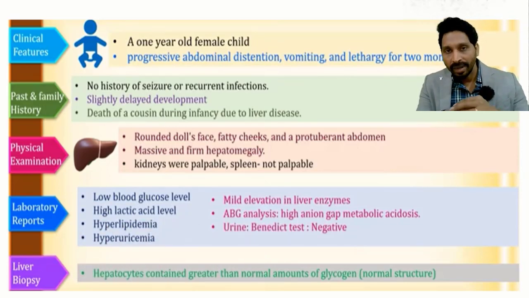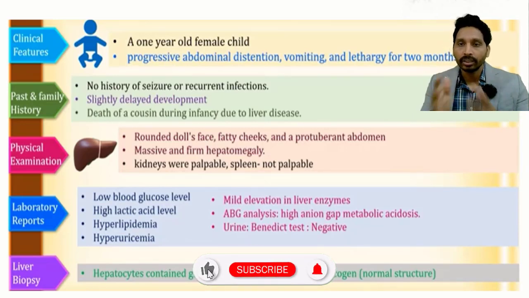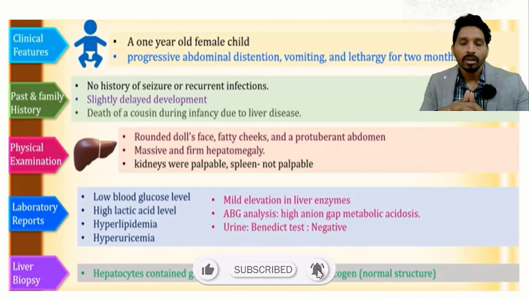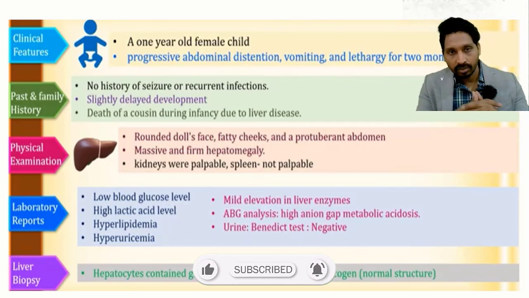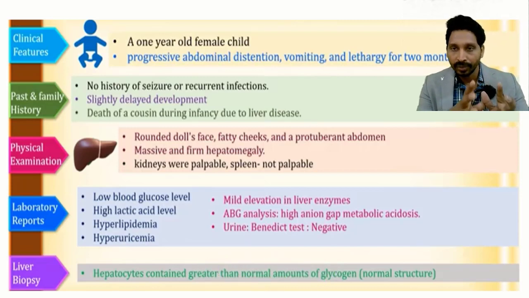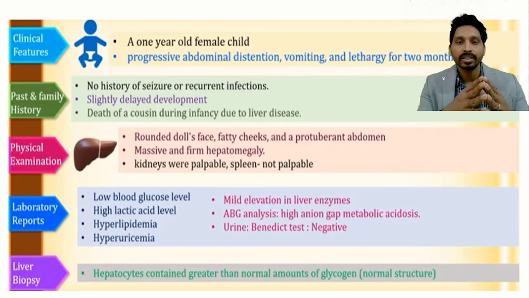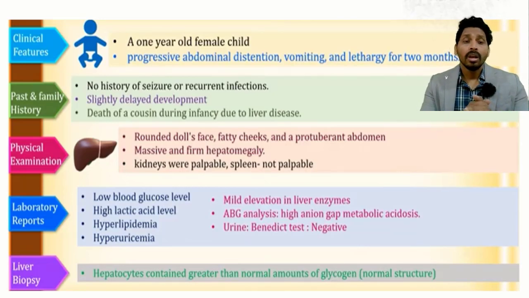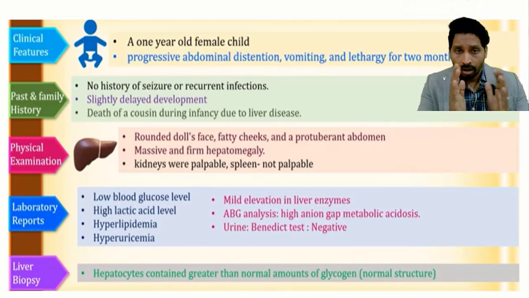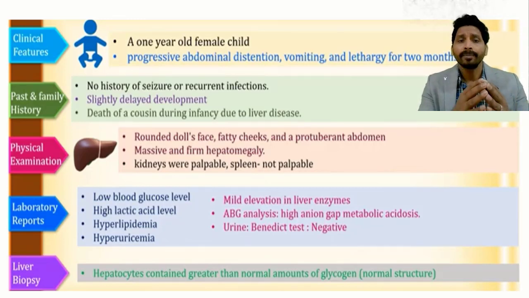A 1-year-old female child with progressive abdominal distension, vomiting, and lethargy for 2 months. On inquiring about the past and family history, there was no history of seizures or recurrent infections. Slightly delayed development has been observed. Death of a cousin during infancy due to liver disease. On physical examination, the baby had a round doll's face, fatty cheeks, a protuberant abdomen, and massive, firm hepatomegaly. Kidneys were palpable, spleen not palpable.